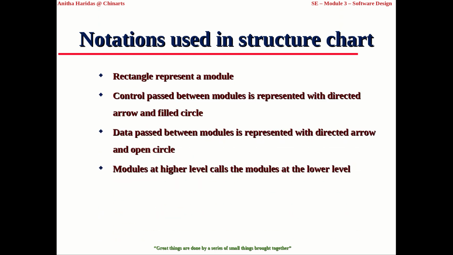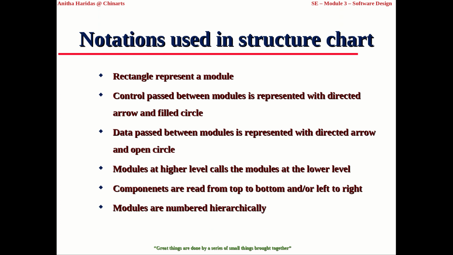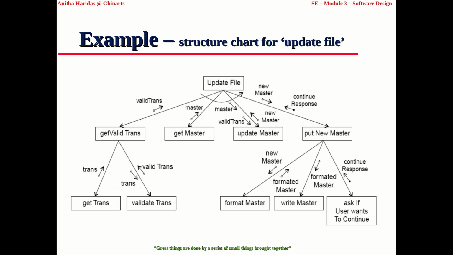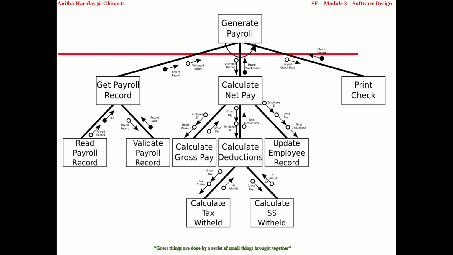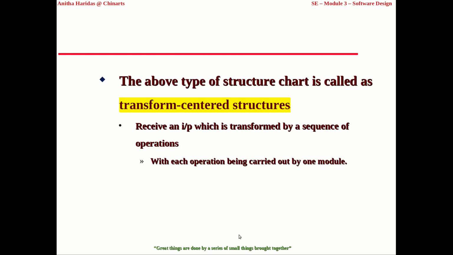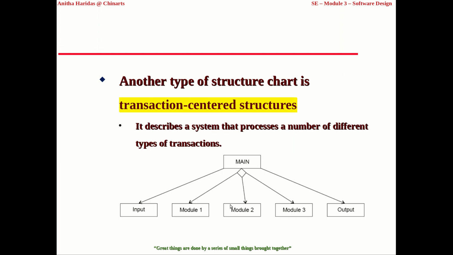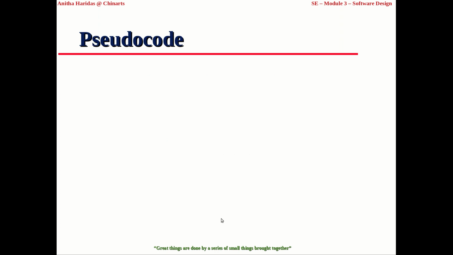We have seen the explanation for all the notations used in the structure chart, and this is one of the examples we have discussed for the structure chart. Another example is this one which we discussed. We have also seen the two forms of structure chart. One is called as transform centered structure chart and the other one is called as transaction centered structure chart. Okay, so all these topics we have already covered in our previous video.